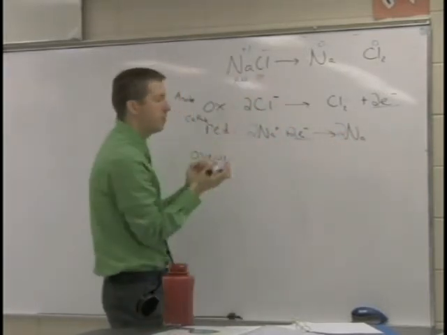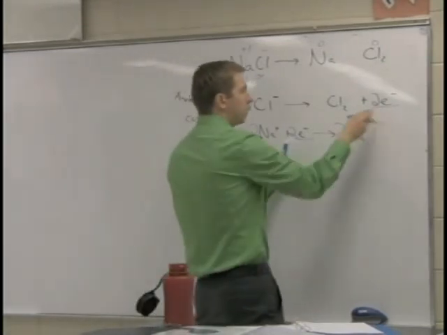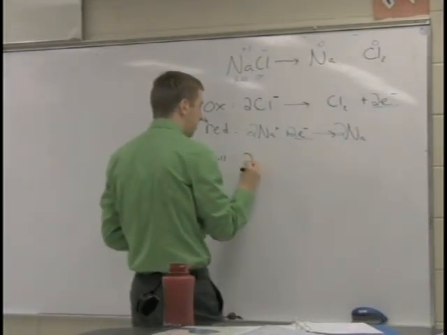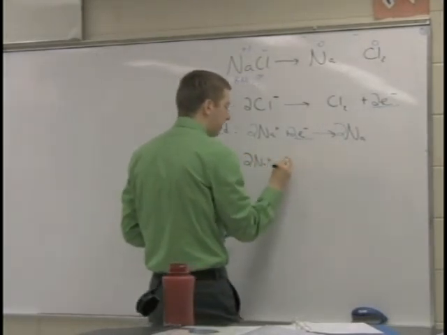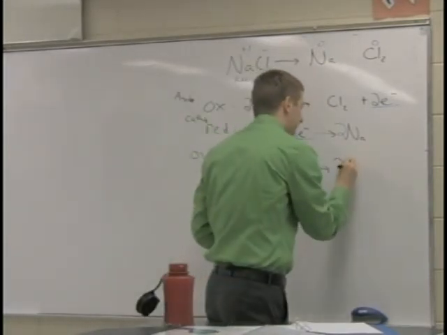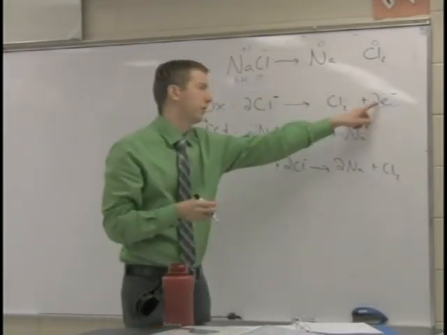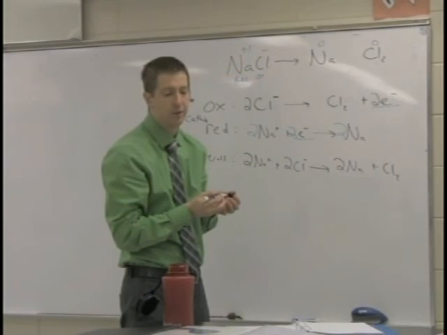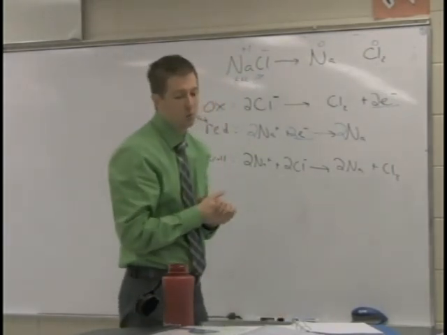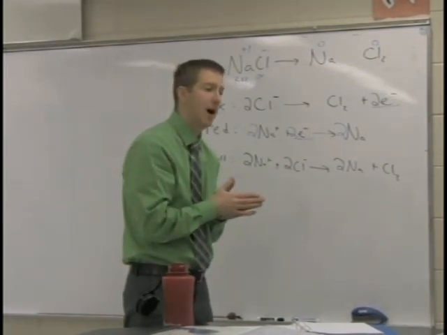Now I can add these 2 together. And when I add these 2 together, the 2 electrons on the left side of the arrow and the right side of the arrow will cancel each other out. So my overall equation is going to be 2 Na plus and 2 Cl minus giving me 2 Na plus Cl2. Keep in mind the number of electrons was 2 in this case, if you were to use the Nernst equation or the Faraday equation as well. And that is all that we have for chapter 19 on electrochemistry.